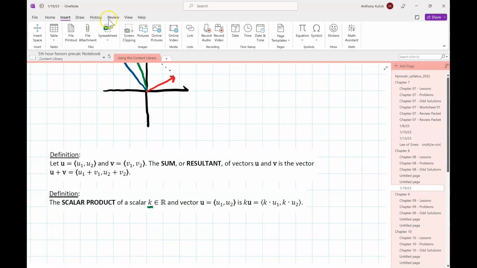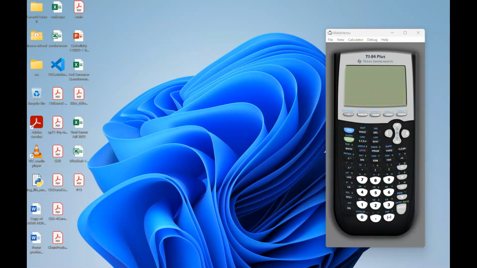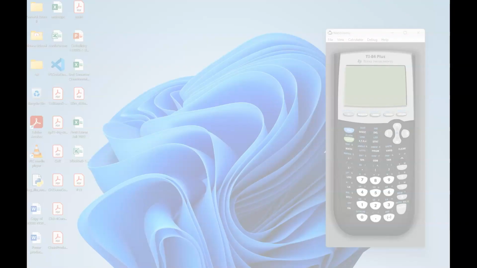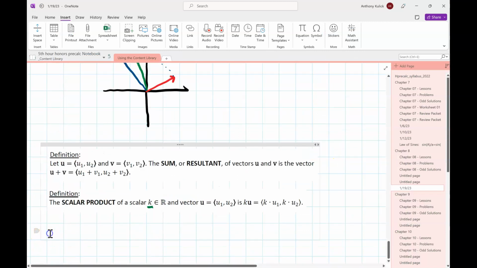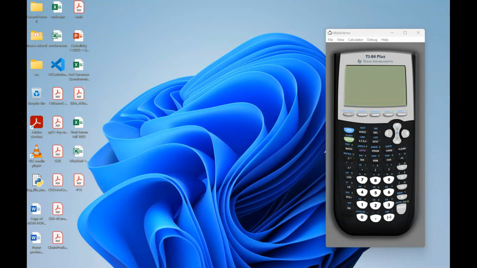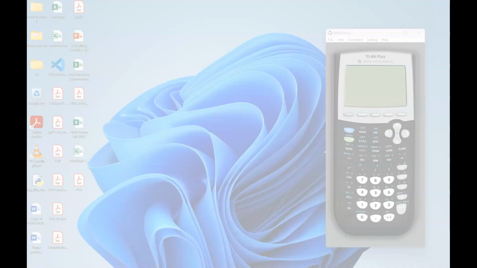Let's do a couple of numeric examples just to feel a little bit at home with this. Oh boy, that is not where I wanted that to go. Try it one more time, Mr. Kulik.